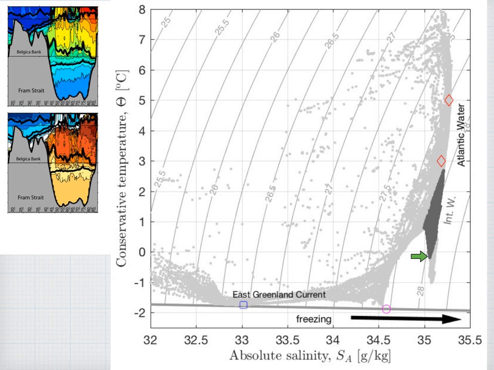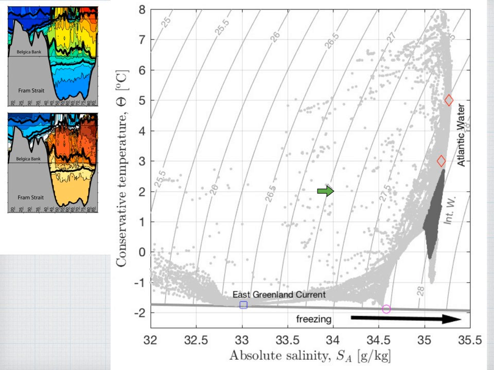And then these dark grey dots here are what's called intermediate water. So this is slightly cooled, slightly freshened, slightly denser version of Atlantic water, and that sits beneath the East Greenland current here. And then deeper than that, there are abyssal water masses, which are right down here, the most dense waters, which I'm not going to talk about today.